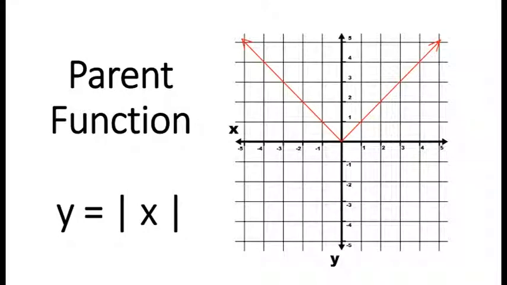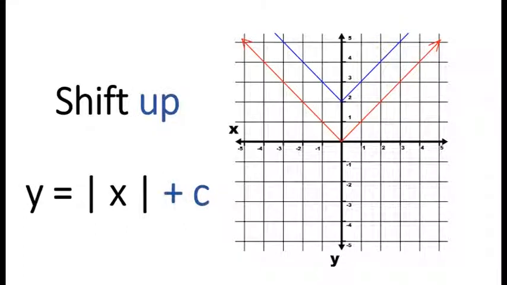I'm going to reference the parent function, the absolute value of x, because it's a nice looking v, and we can see various transformations from it. So first off, if I'm adding a number to the outside, so in this case, the outside of absolute value of x, it's going to shift up. So adding a number to the outside will shift up.